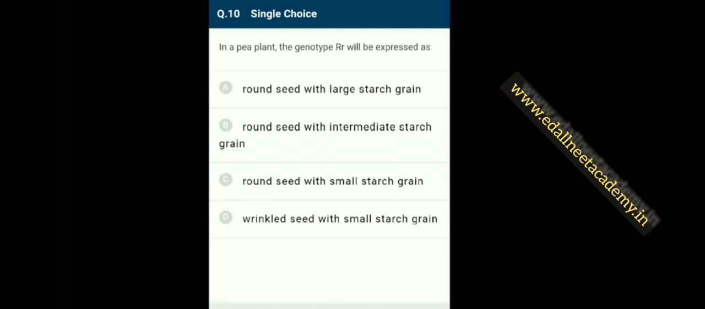Heterozygotes, capital B small b, form round seeds, but the starch grains are of intermediate size. If starch grain size is considered, capital B small b shows incomplete dominance, but if seed shape is considered, the capital B allele is dominant and small b is recessive. So the answer for this question is option B, round seed with intermediate starch grain.